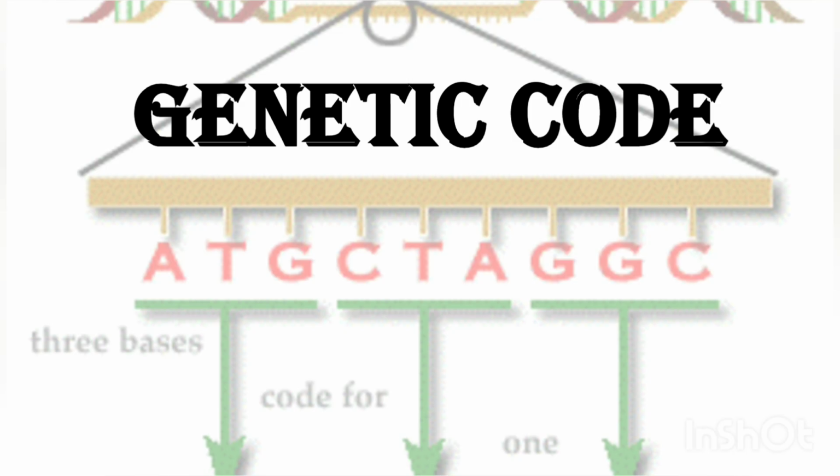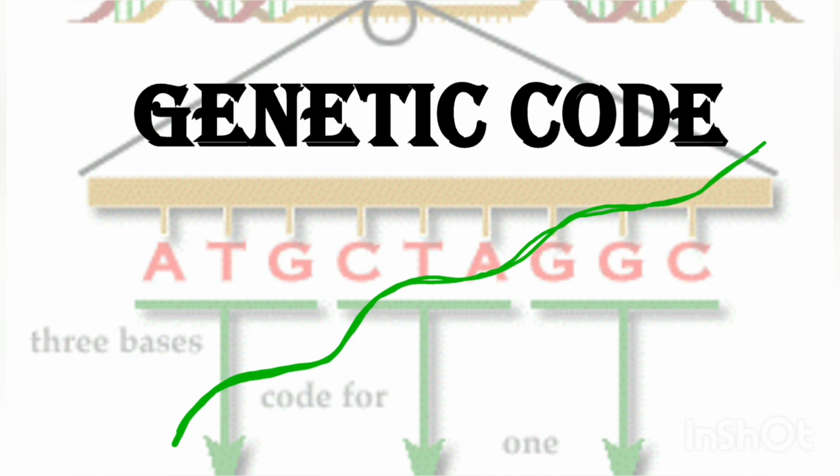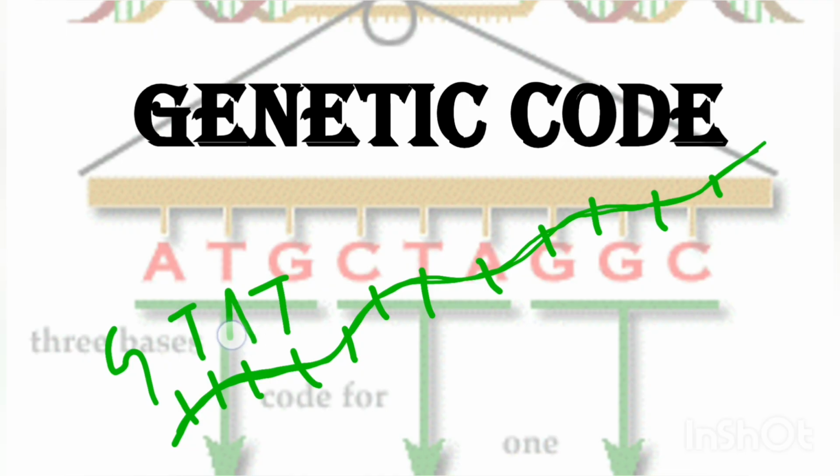In this video we will discuss the genetic code. So at first, what is genetic code? We all know that in our chromosome, which is the DNA, many nucleotides are present in a specific sequence like G, T, T, A, C, C, G, T, A.